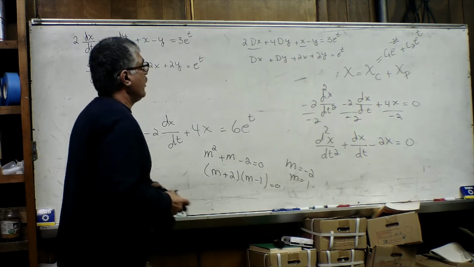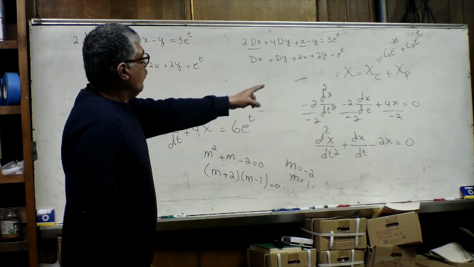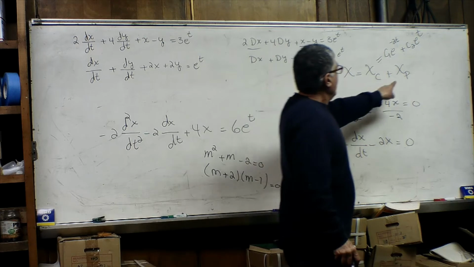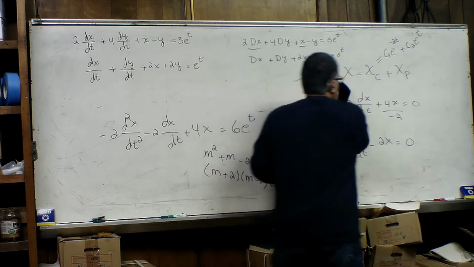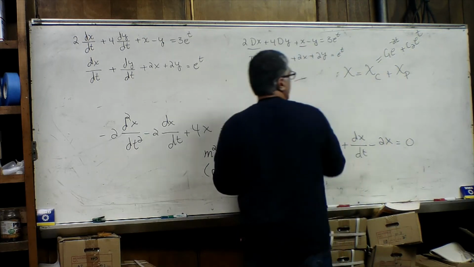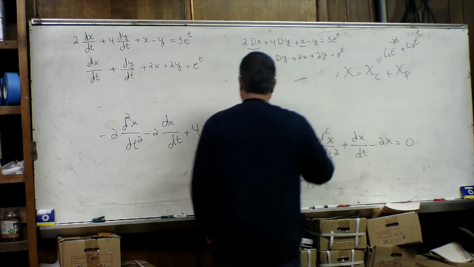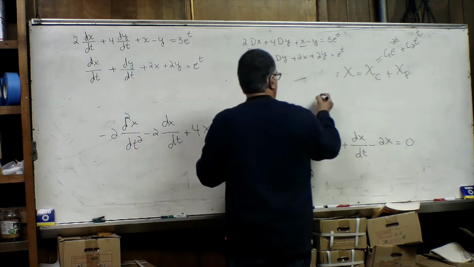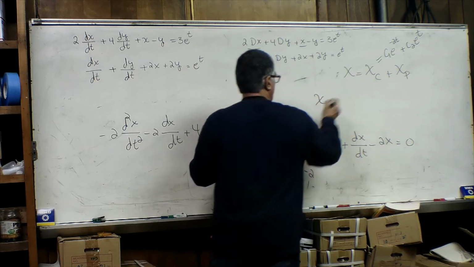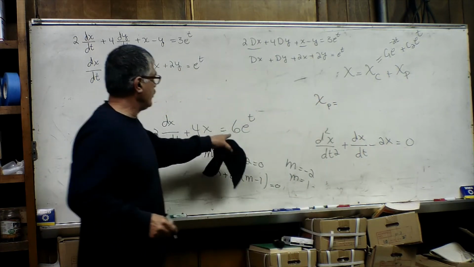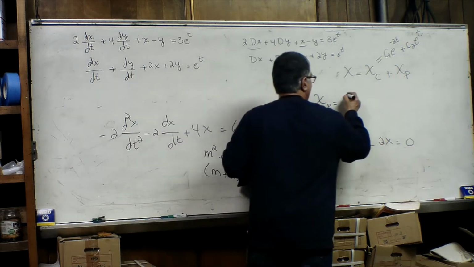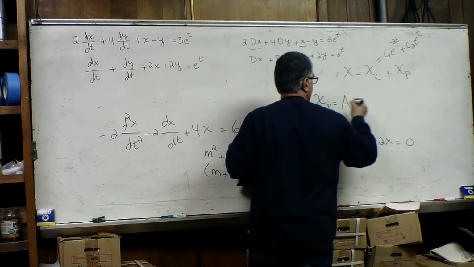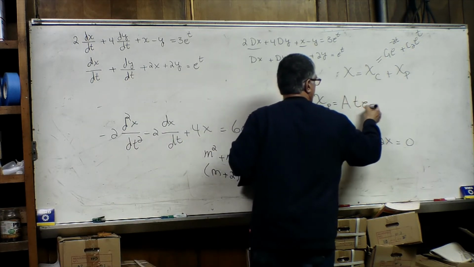Now, in order for us to solve for xp, we have to assume a particular solution. We have to assume that our particular solution for the non-homogeneous portion is a t e to power t.